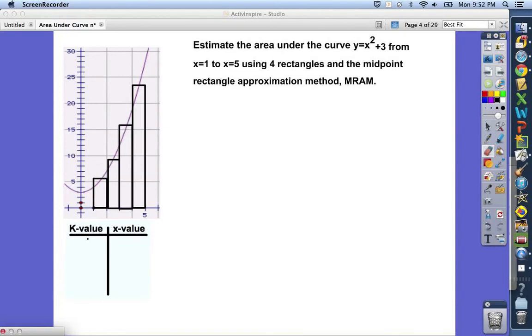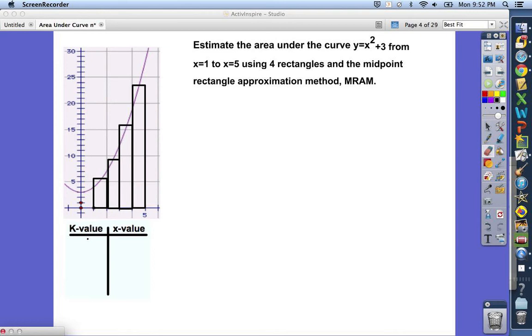In this video, we're going to take a look at MRAM4, the midpoint rectangle approximation method. As you may notice, I have the rectangles drawn into the diagram. Part of the rectangle would be above the curve, part of the rectangle would be below the curve, resulting in part of it being an overestimation, part of it being an underestimation. It turns out to be a pretty good average of the two.